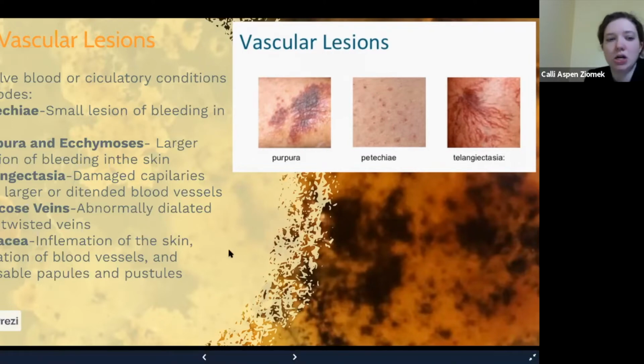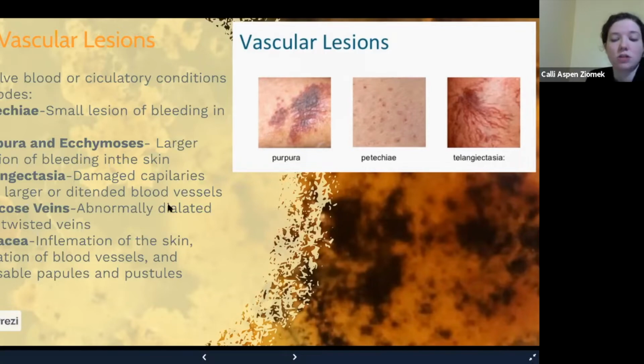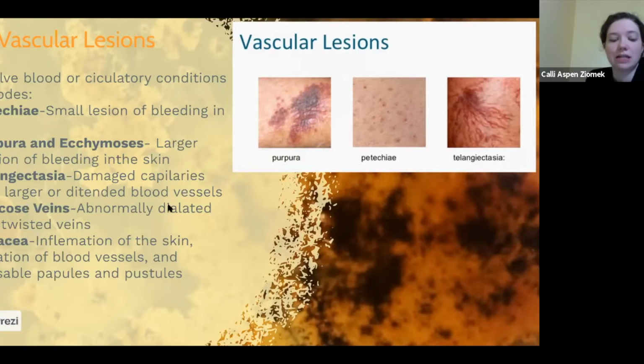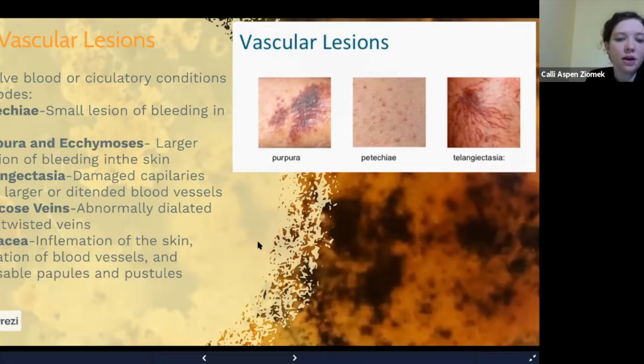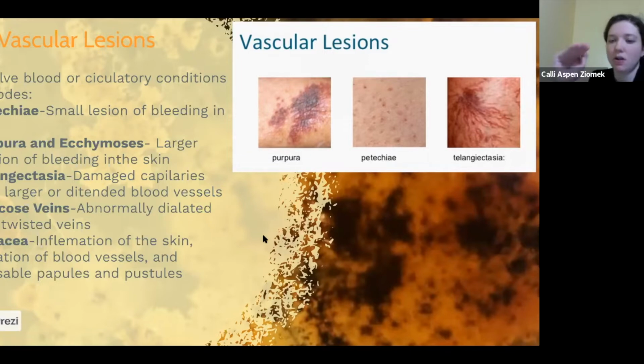Varicose veins are those big purple veins that you'll see on the back of your client's legs if you're doing leg waxes. They are abnormally distended and twisted veins. You cannot wax over varicose veins because the skin is so delicate and sensitive, and you'll have a very high chance of causing bleeding if you do. They're raised up on the skin, generally a bluey, purpley color.